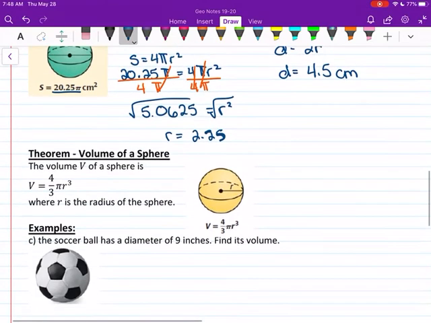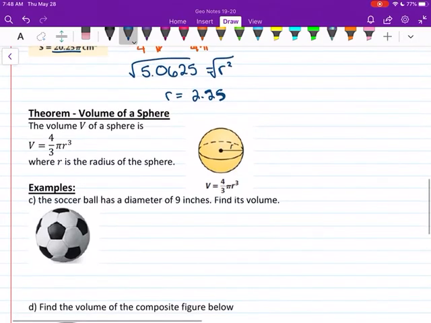Great. All right, our last theorem of the year. This is very exciting. Last theorem of the year, volume of a sphere. The volume of a sphere is 4/3 pi r cubed. How they prove this in your book, if you're interested, you can look in your book. There's a PDF on Schoology, if you've ever looked.